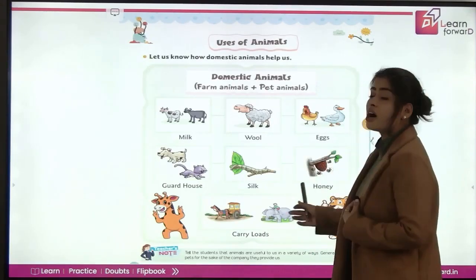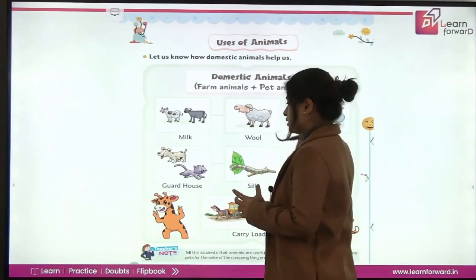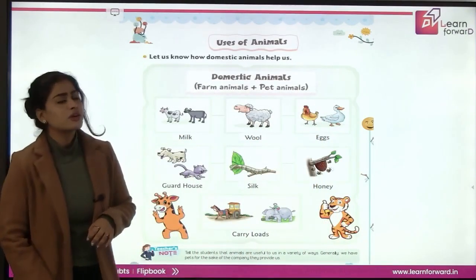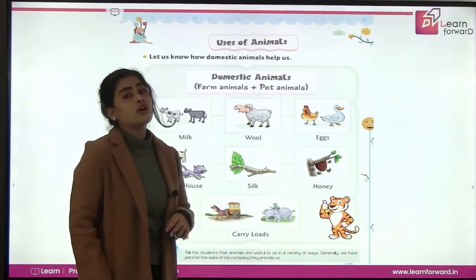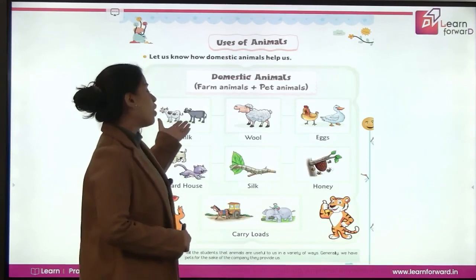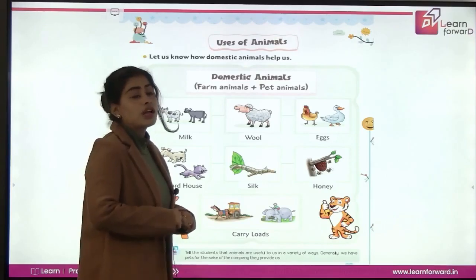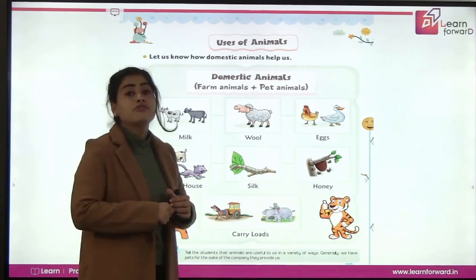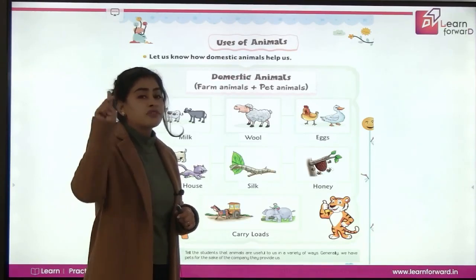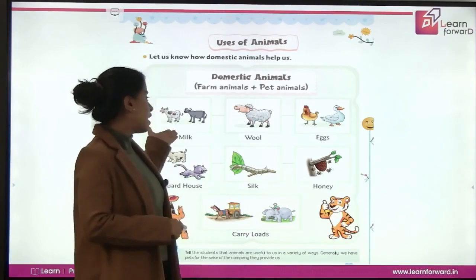Here are some farm animals and some pet animals. You know, every animal over here helps us in some way. Okay, that's why they are called domestic animals or farm animals. So first is cow or buffaloes. These are our pet animals or our domestic animals, that is farm animals. Domestic animals में दो टाइप के एनिमल्स होते हैं. फर्स्ट इज फार्म एंड सेकंड आर पेट. ओके, this is cow and buffalo.